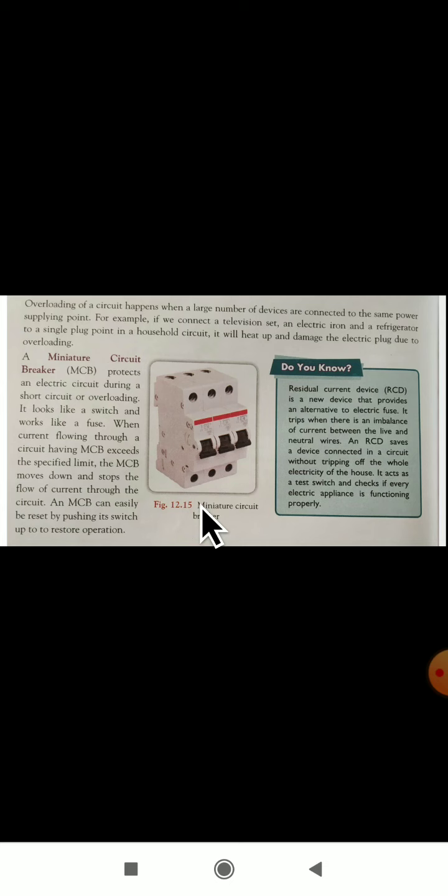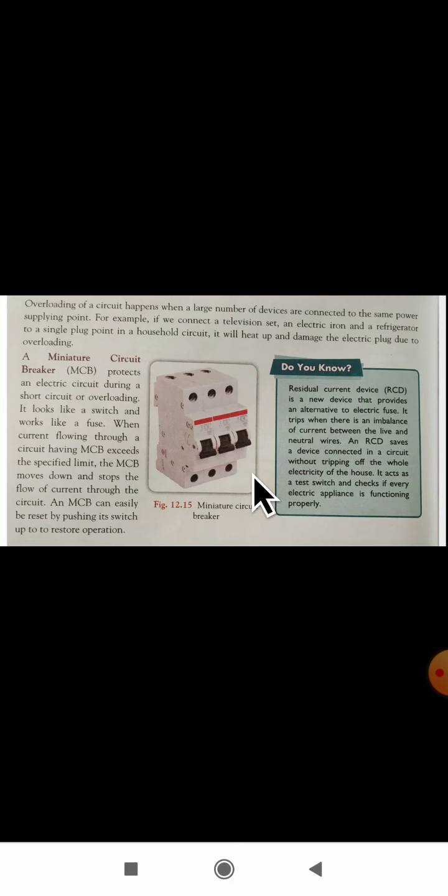A miniature circuit breaker, that is an MCB, protects an electric circuit during short circuits or overloading. This is one such MCB, a miniature circuit breaker. So it is one of the protectors. It looks like a switch and works like a fuse. How does it look? It looks like a switch, but it works like a fuse.